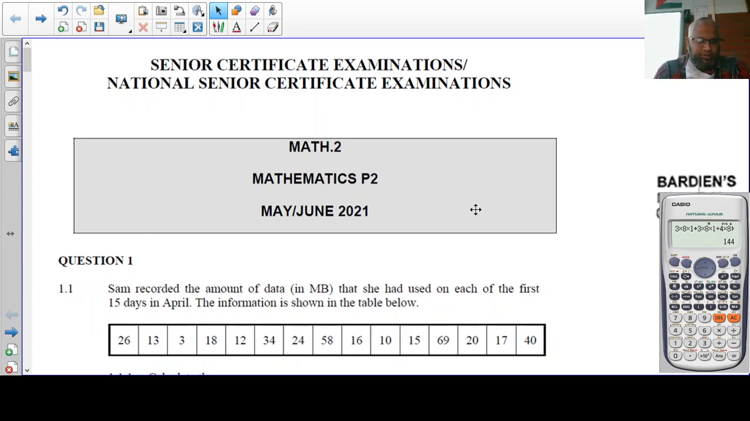Okay, good morning. So today we're looking at Mathematics Paper 2, the May-June 2021 paper, the Department of Education's rewrite, or the ABET paper. Okay. The memo of this paper is not available as yet.